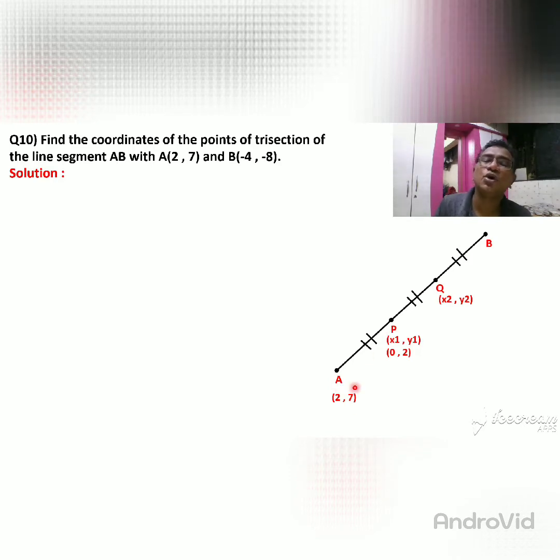A point coordinates are 2 and 7. Then B point coordinates are also given, that is -4, -8, as seen in the diagram. What do you want to find out? You want to find the coordinates of P, which are not given, so we will find them. You want to find x1, y1 and x2, y2.